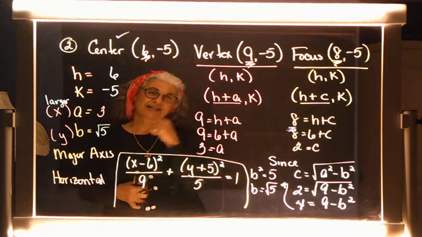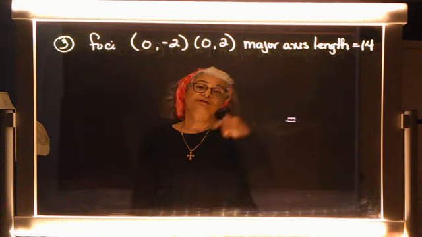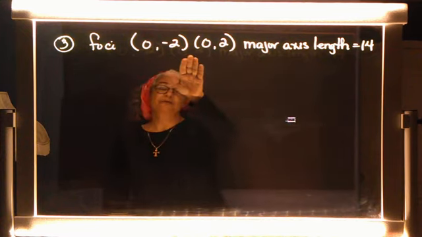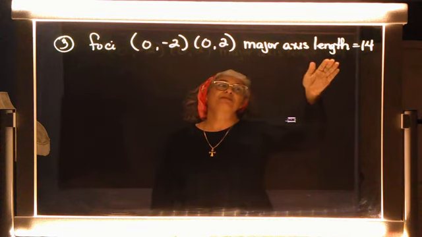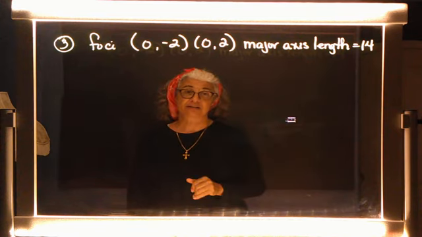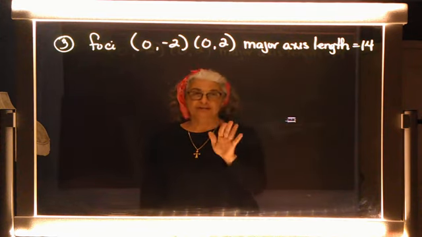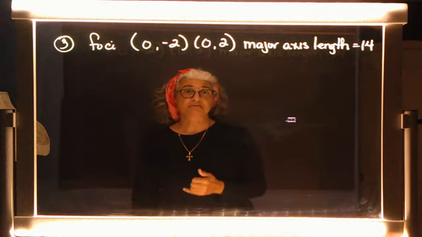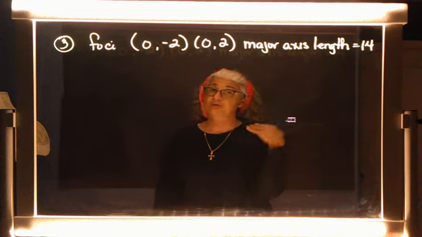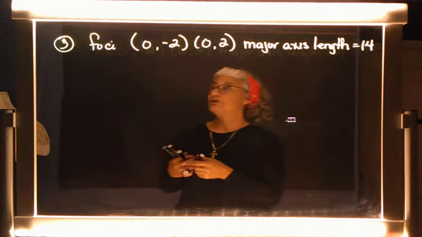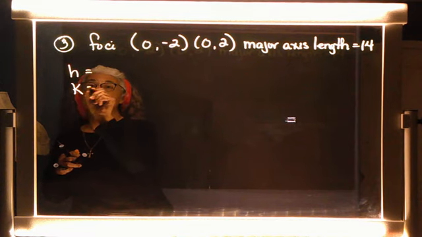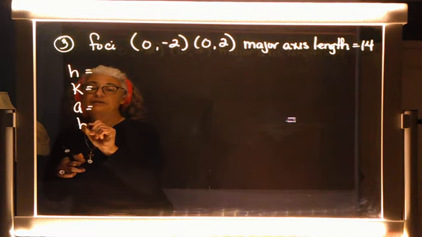Okay, hang in there. Got another one for us. Let's look at this third one. Look at the information they gave us. They gave us the foci, and they told me the major axis has a length of 14. So now let's stop and take a look at this. I know I'm trying to write an equation of an ellipse, right? So I need 4 variables. What are they? I need to know h and k, a and b.